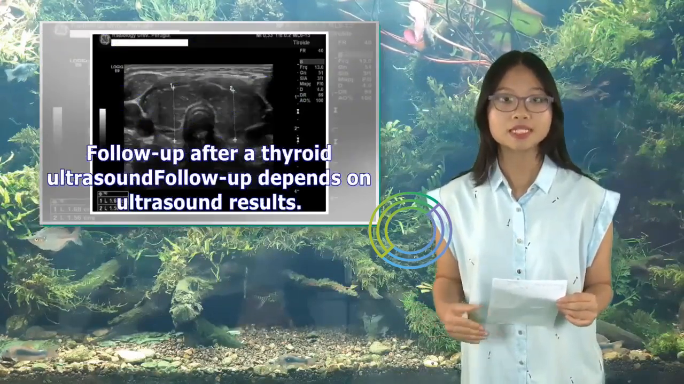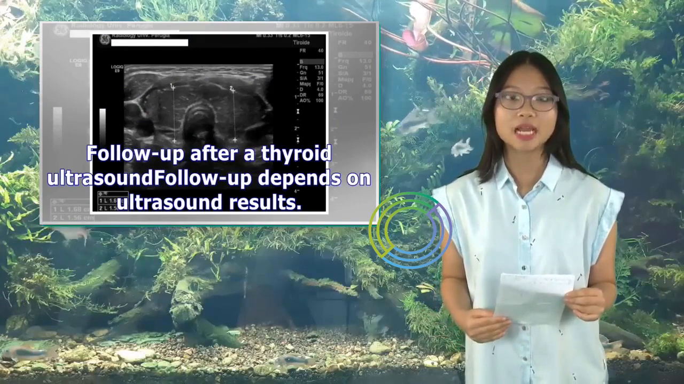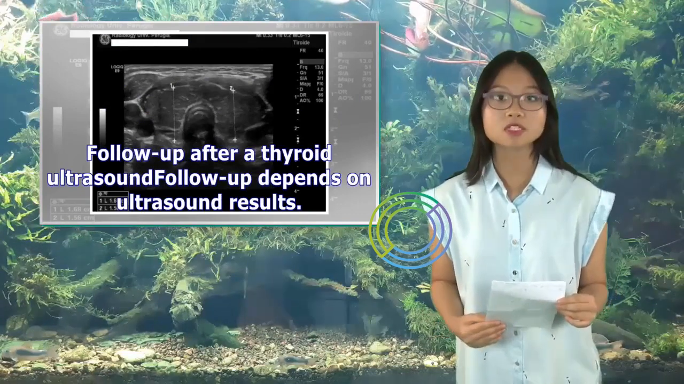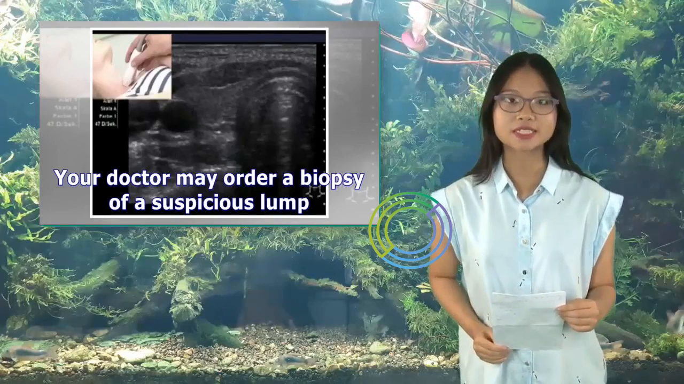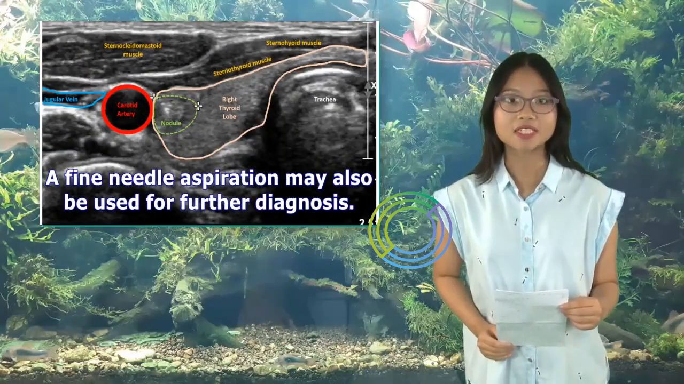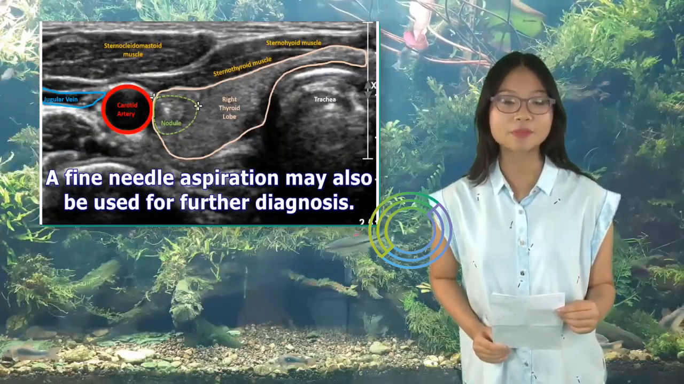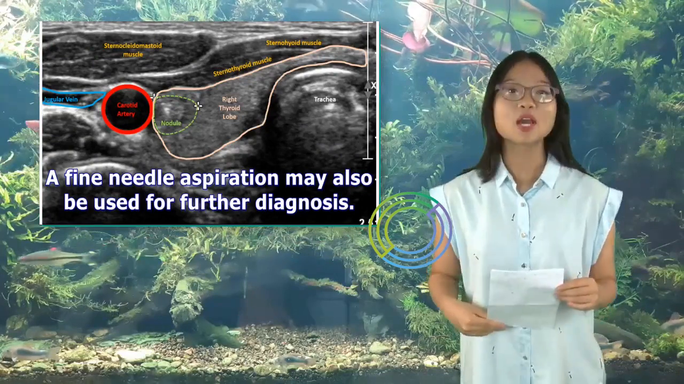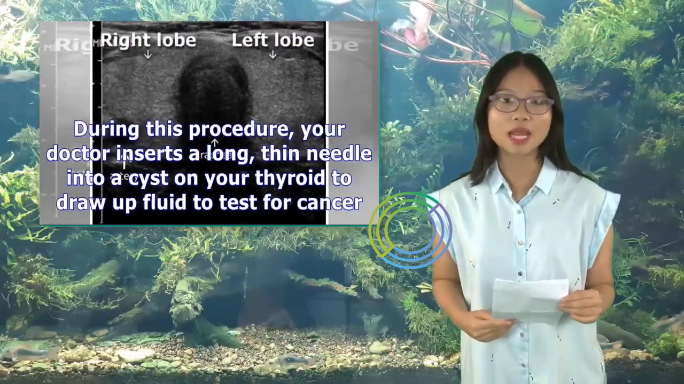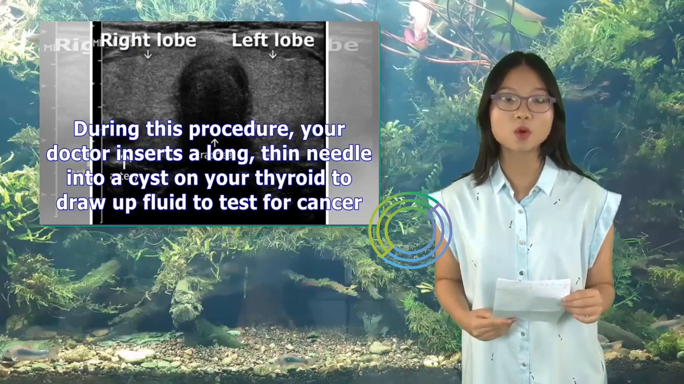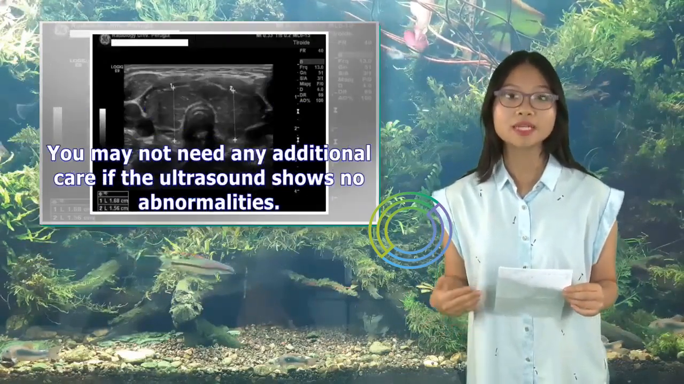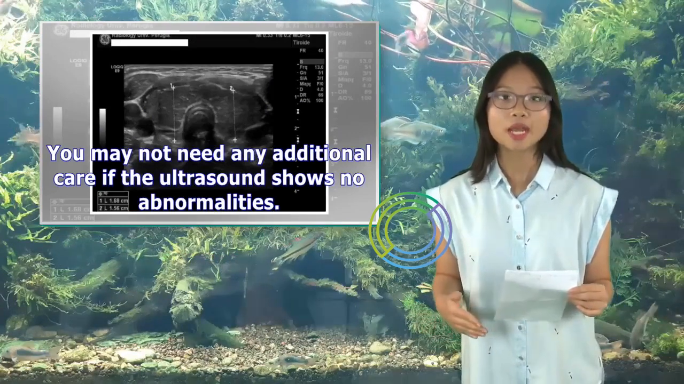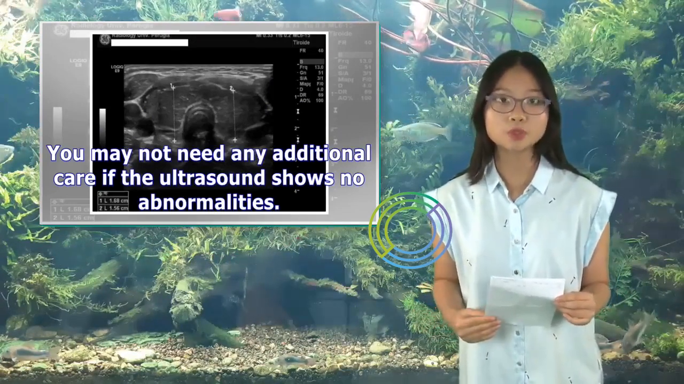Follow-up after a thyroid ultrasound. Follow-up depends on ultrasound results. Your doctor may order a biopsy of a suspicious lump. Fine needle aspiration may also be used for further diagnosis. During this procedure, your doctor inserts a long, thin needle into a cyst on your thyroid to draw up fluid to test for cancer. You may not need any additional care if the ultrasound shows no abnormalities.